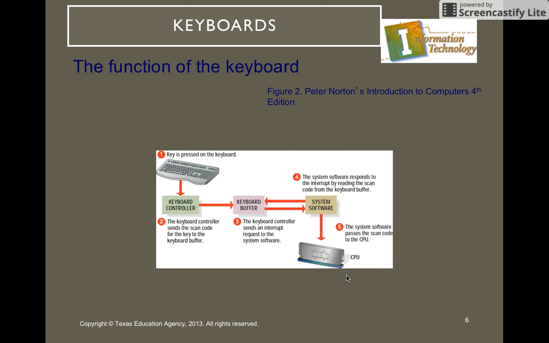So now we've learned some background on the keyboard. So how does the keyboard function? Well, this little diagram really goes through everything. So the first step is that the key is pressed on the keyboard. Then the keyboard controller sends the scan code for the key to the keyboard buffer. And that keyboard controller then sends an interrupt request to the system software. And then the system software responds to the interrupt by reading the scan code from the keyboard buffer. And the system software then passes that scan code to the CPU, which the CPU processes and puts up whatever that might be.